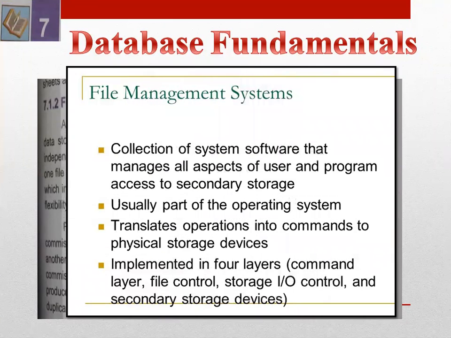So a file management system is a collection of system software that manages all aspects of users' and programs' access to secondary storage. It is usually part of the operating system, and translates operations into commands to physical storage devices. It is implemented in four layers: command layer, file control, storage IO control, and secondary storage device.